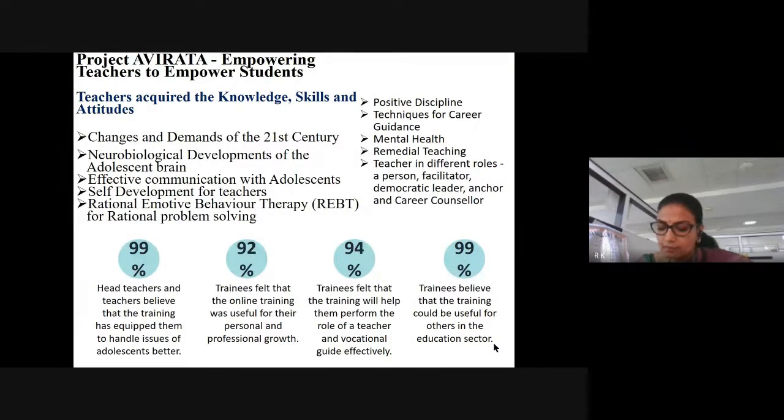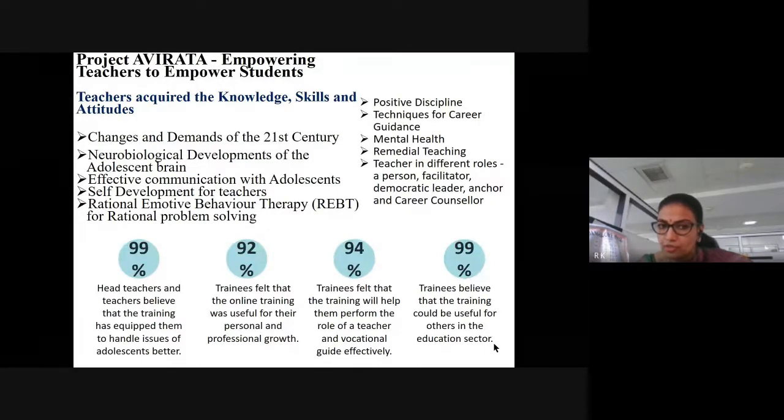This is supposed to be research which has really been done, and it is being taken as a project, Avirata, where this particular organization makes a lot of effort in empowering the teachers in order to empower the students. They provide a lot of training programs for the teachers, especially to acquire knowledge, skills, and attitudes.